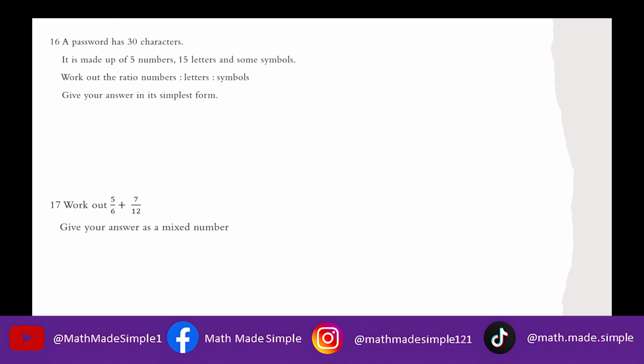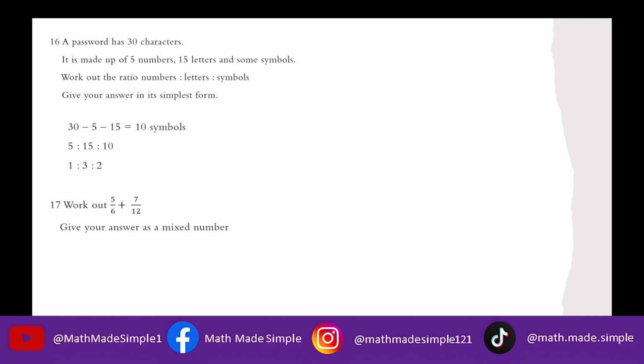First we have to work out how many symbols there are. So that'll be 30 minus 5 minus 15, which gives me 10 symbols. And then I write them, 5, 15 and 10, into a ratio. And I can see that they all have a common factor of 5, so I can divide by 5 to simplify, which will give me 1 to 3 to 2. And as all of them are prime numbers, I know that I cannot simplify any further.